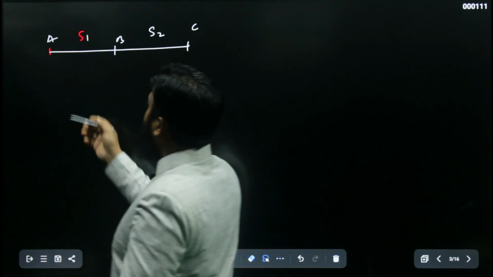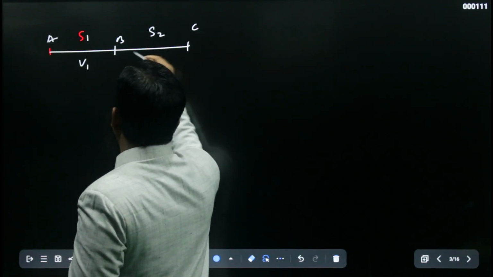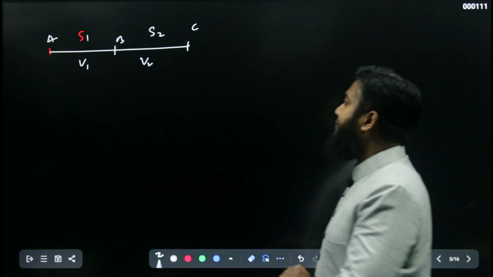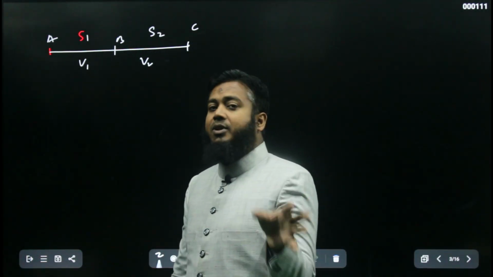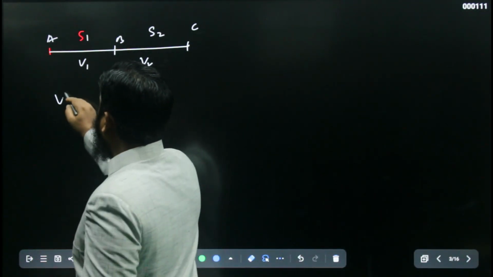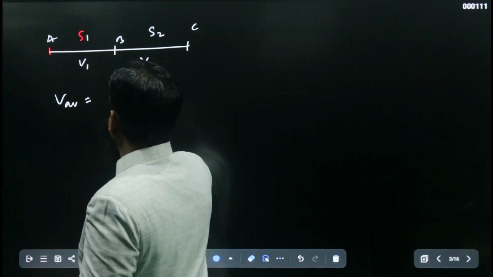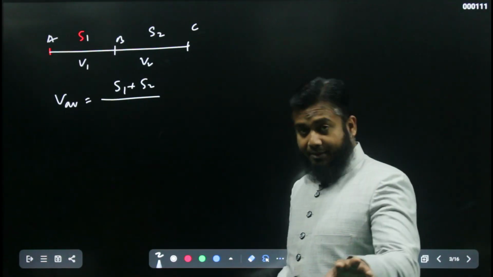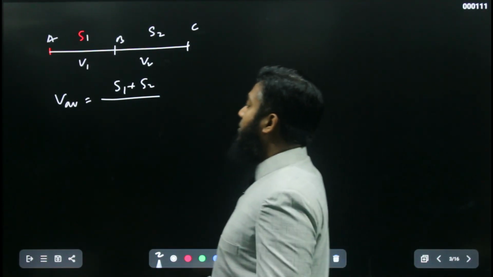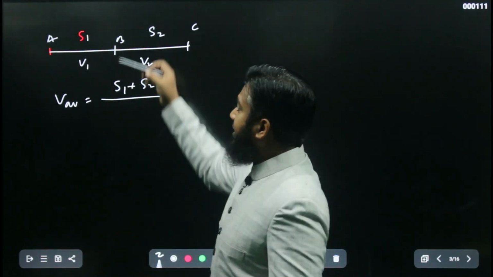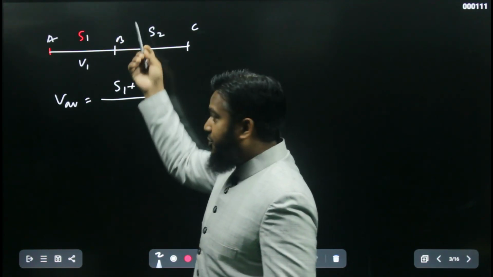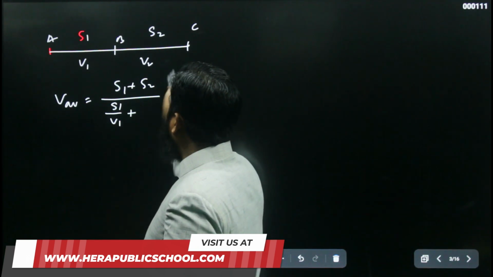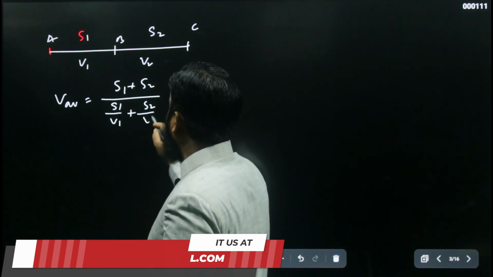And A to B, the velocity has been v1, and for B to C, the velocity was v2. Okay. Now, how to find the average velocity in this situation? So, average velocity is total distance, which would be simply s1 plus s2, divided by total time, which is not given to us directly. So, how can we find time? We can find time as distance divided by speed. So, for this segment, time is s1 upon v1, and for this segment, it is s2 upon v2.